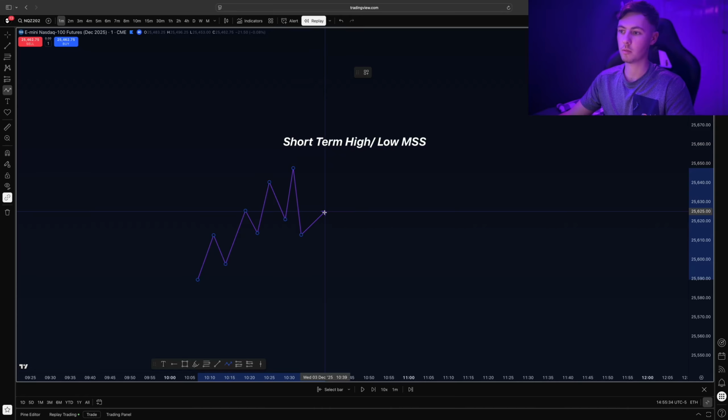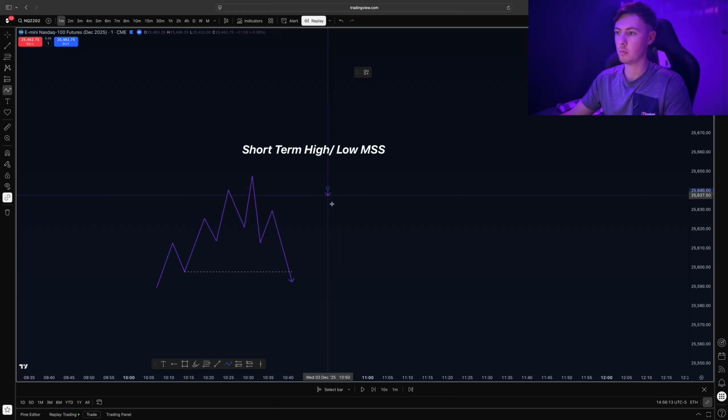But you need to see a short-term low broken to the downside, and then after that short-term low has been broken to the downside, after the sweep, you want to see a retracement into a bearish fair value gap, and then you're just looking to take a short to internal range liquidity. It could be one of these higher lows.